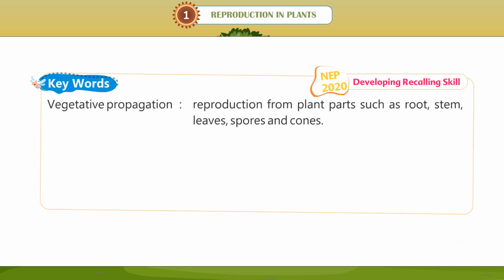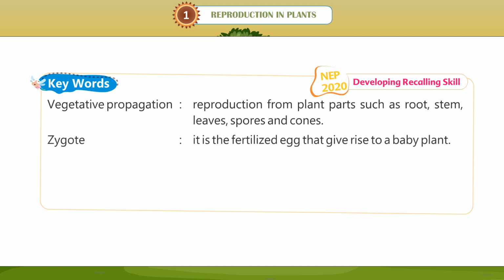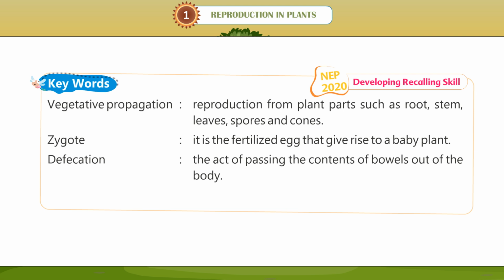Keywords: vegetative propagation, reproduction from plant parts such as root, stem, leaves, spores, and cones. Zygote, it is the fertilized egg that gives rise to a baby plant. Defecation, the act of passing the contents of bowels out of the body. Seedling, a baby plant.